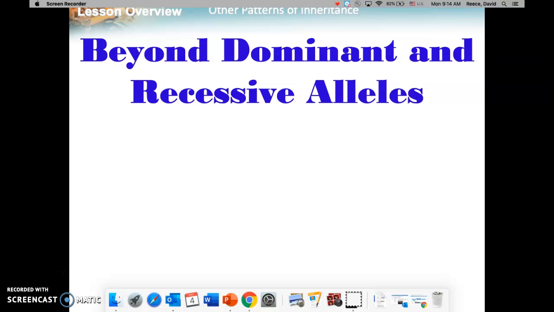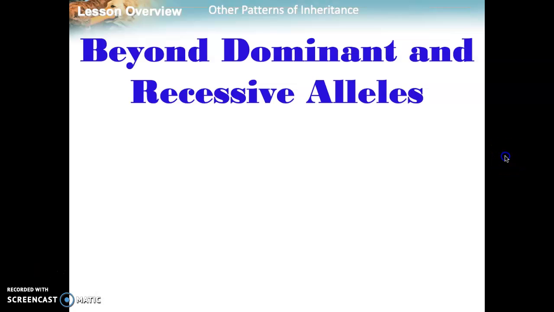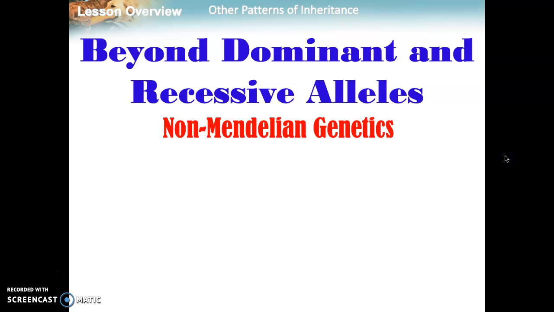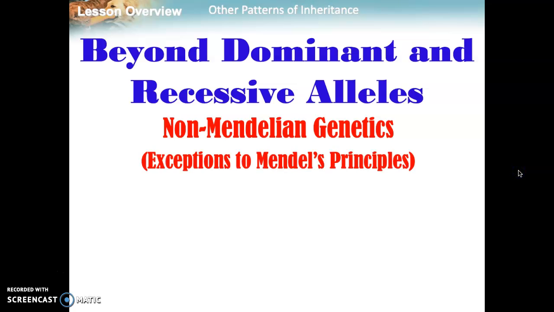We are going to go beyond Mendel. So we're going to be talking about things beyond just the simple dominant and recessive alleles, where if you mix the two genes or two alleles, only the dominant trait shows up. We are getting into what is called non-Mendelian genetics. These are exceptions to Mendel's principles. Even though his principles hold true for quite a few traits, we have found out since the time of Mendel that there are some that do not.